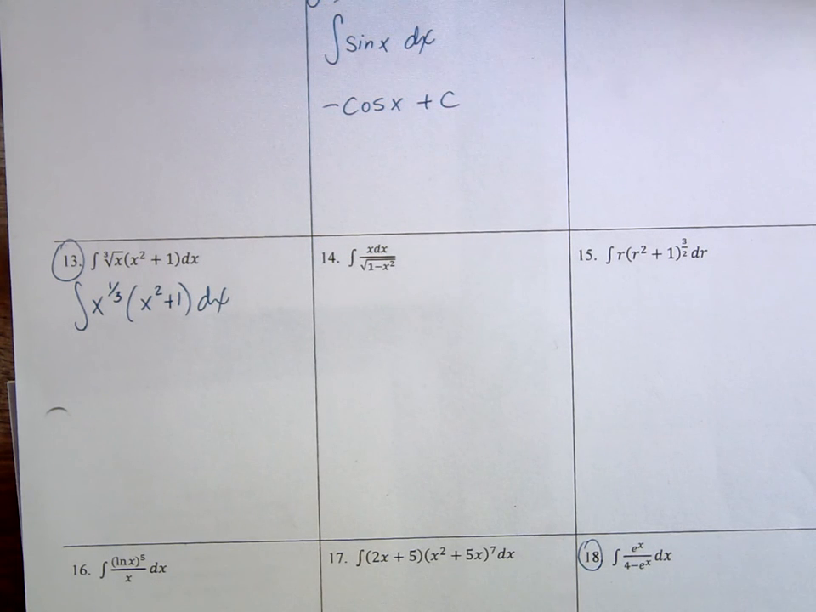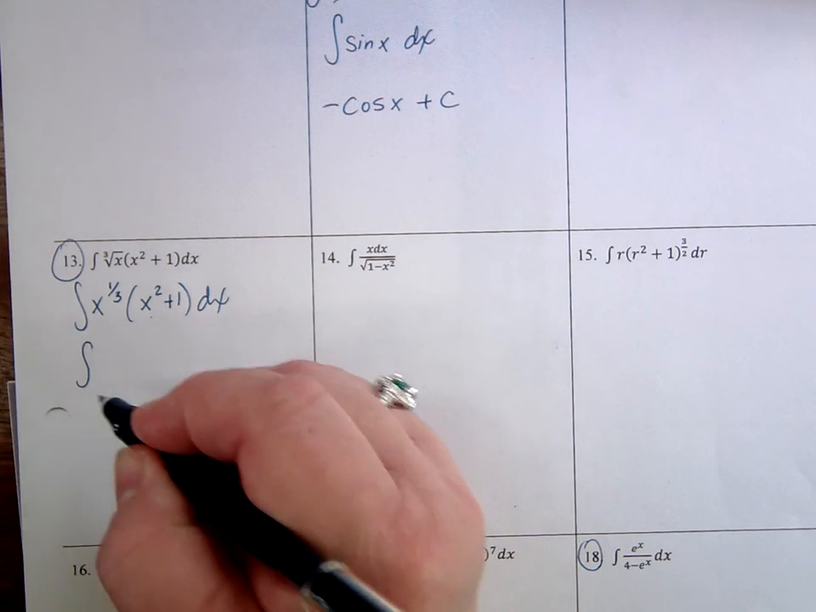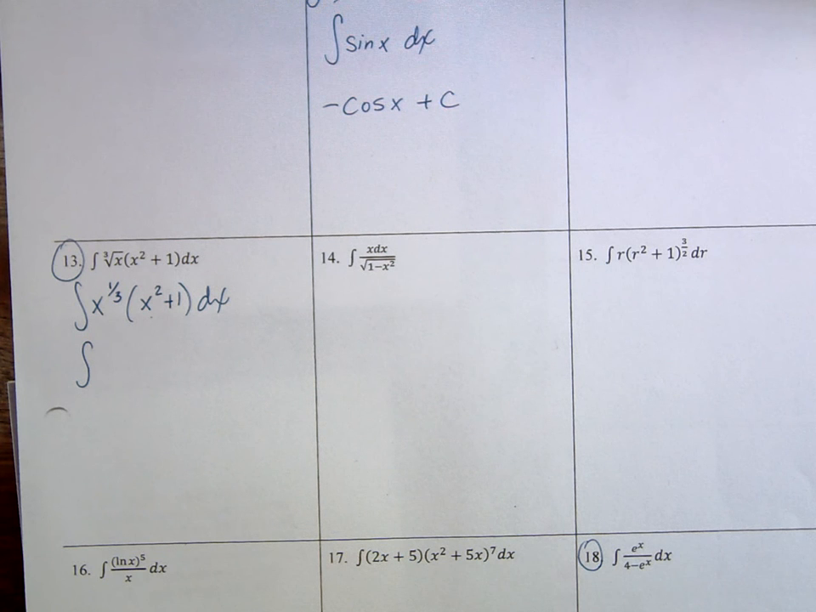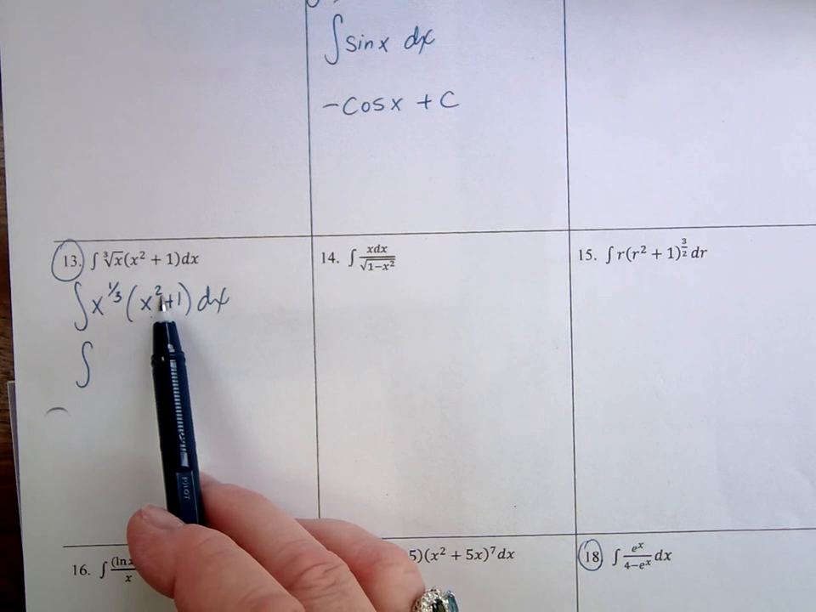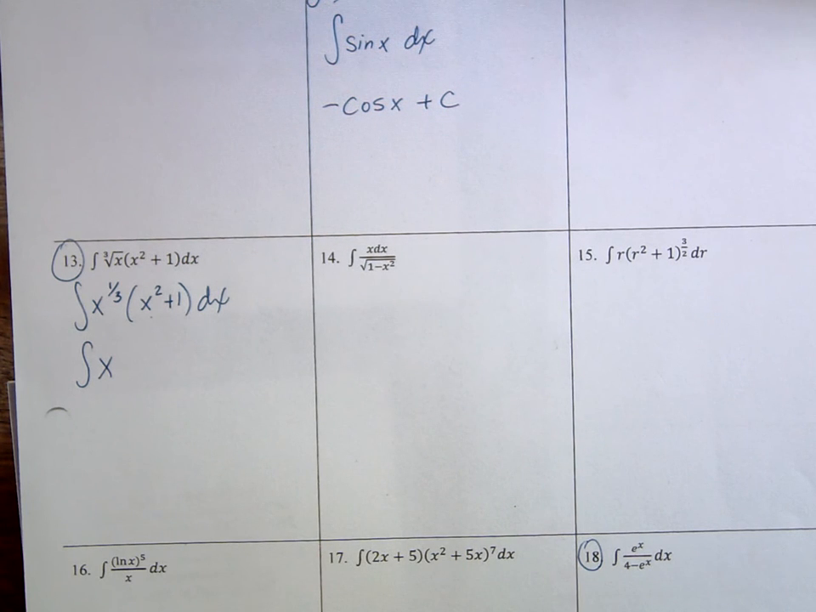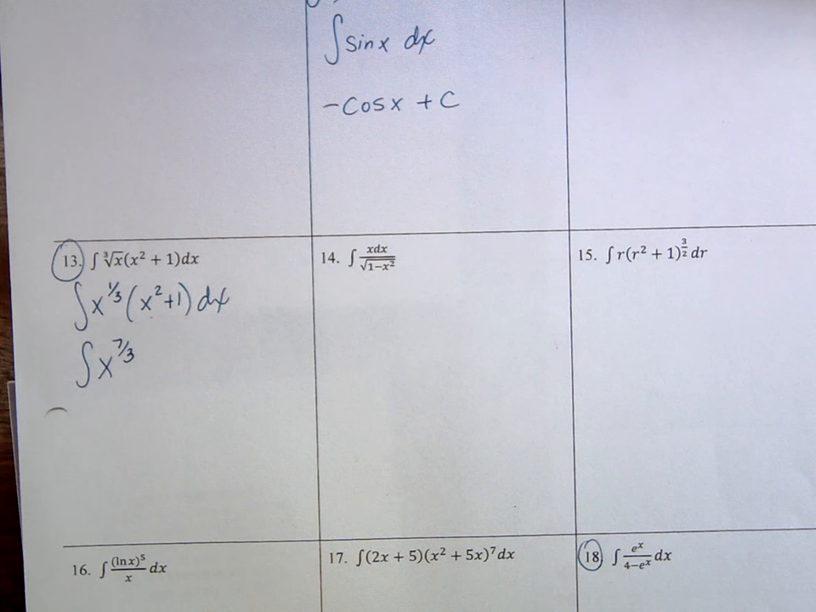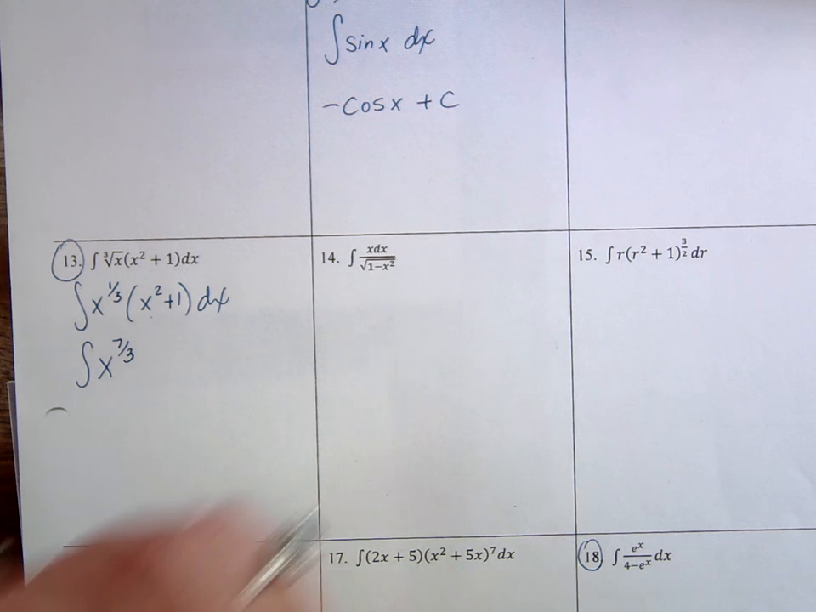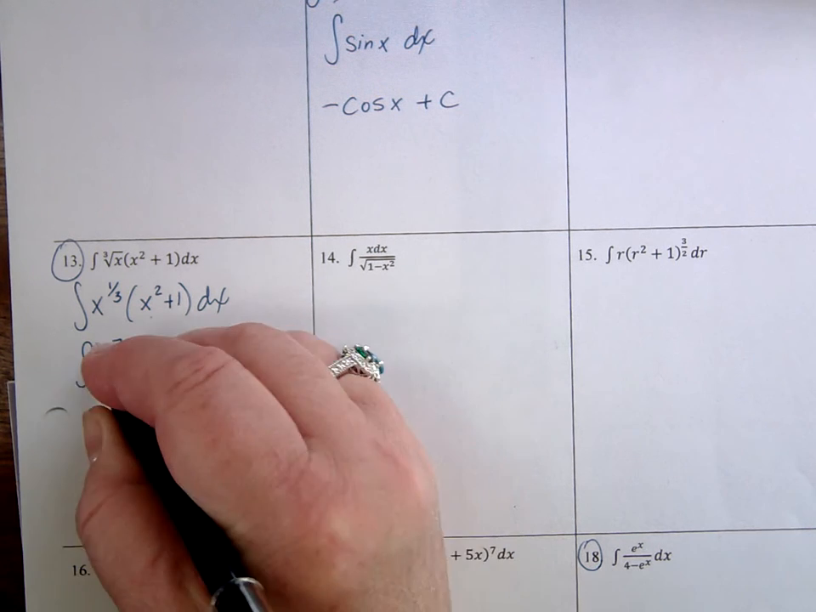What would happen if I just distributed that x to the 1/3? So that would be x to the 1/3 times x squared. And if you remember the rules for exponents, you add the exponents when you're multiplying. So if you add 1/3 plus 2, you have 2 and 1/3. If I think of that as an improper fraction, that's going to be 7/3. And then if I multiply x to the 1/3 times 1, I get x to the 1/3. And this is what I'm taking the integral of.